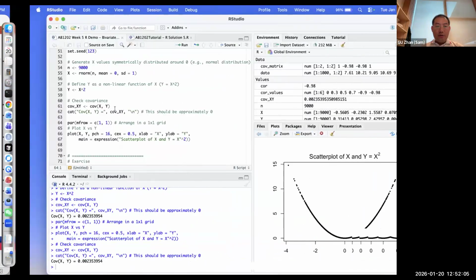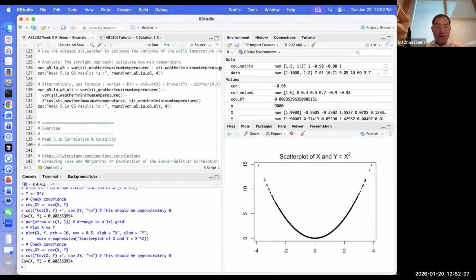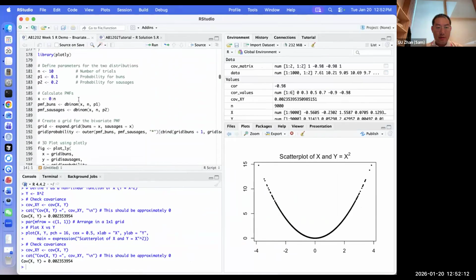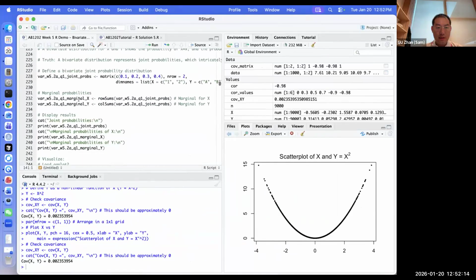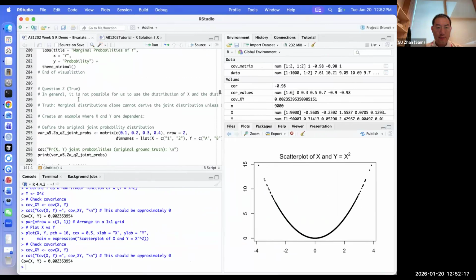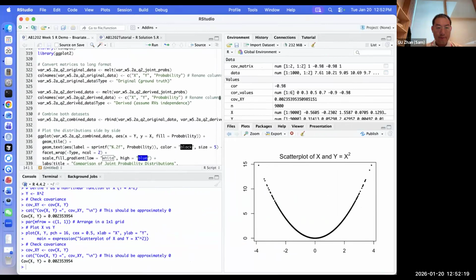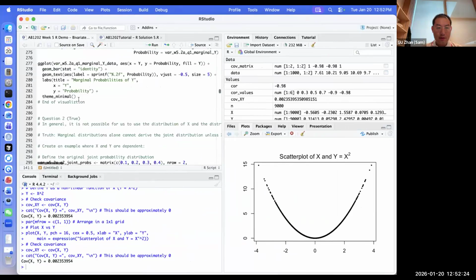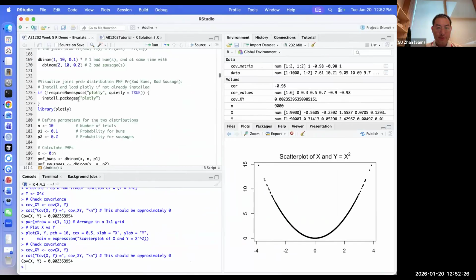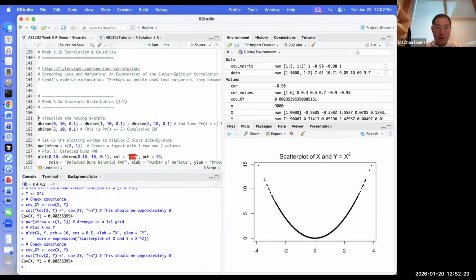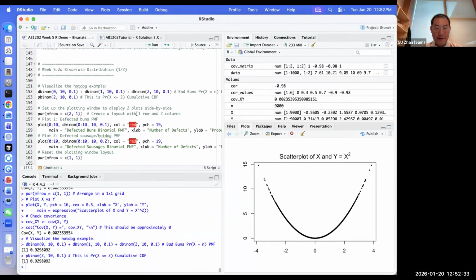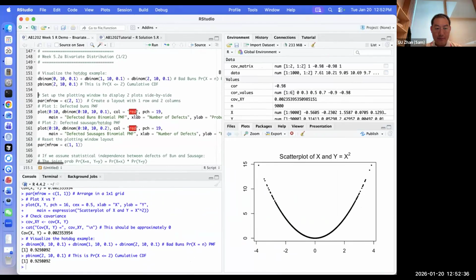Okay, so now we move to 5.2, the bivariate situation. Scroll down, exercise. So these are the exercises. Step 2. Okay, need to find the bivariate section. It should be around here. Bivariate. Okay, visualize a hot dog example. Hot dog, bad buns. This is a bad bun.